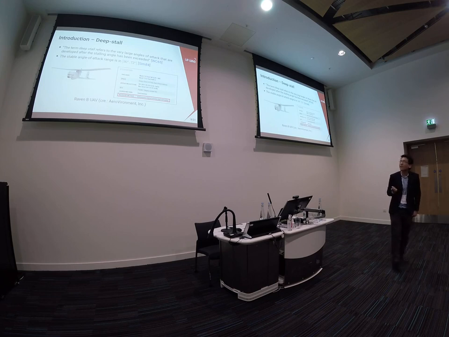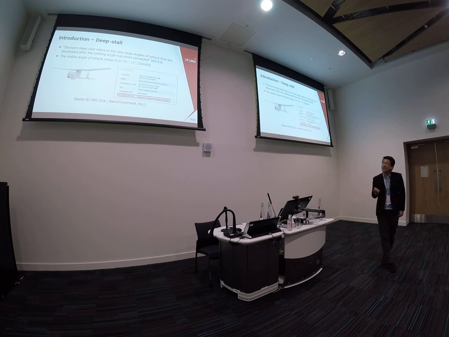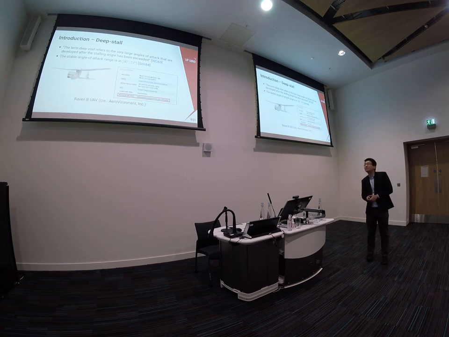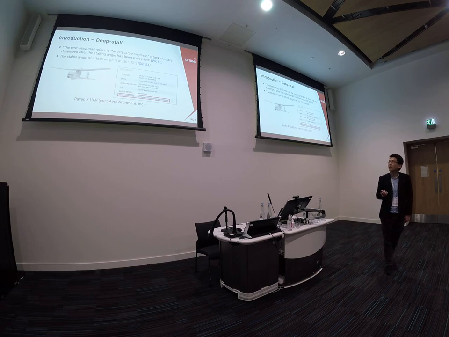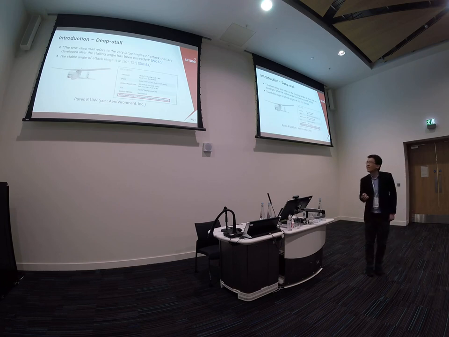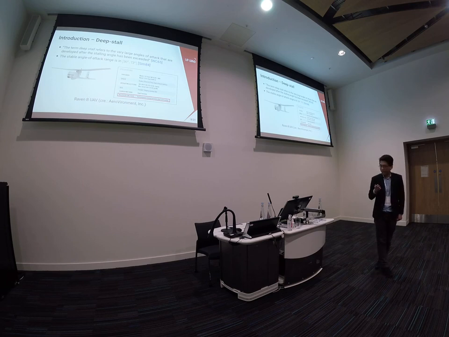Deep stall is defined as a very large angle of attack that is developed after the stalling angle has been achieved. In 1984, NASA executed a manual control deep stall maneuver, and they said that the stable angle of attack is 30 to 72 degrees. In real life application, there was only one company that utilized deep stall landing in their UAV. It's the Raven 3 UAV. You can find it in the fact sheet of the company and in YouTube videos.